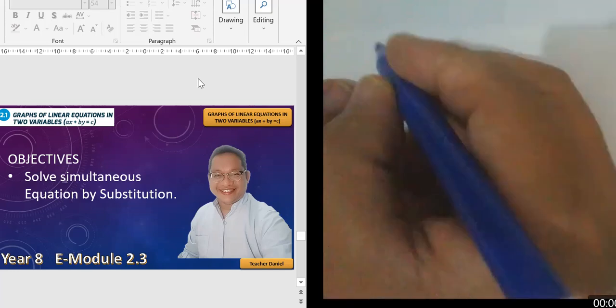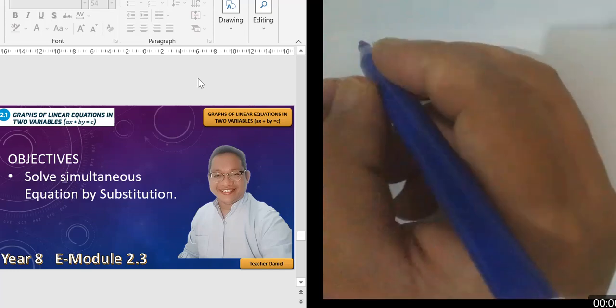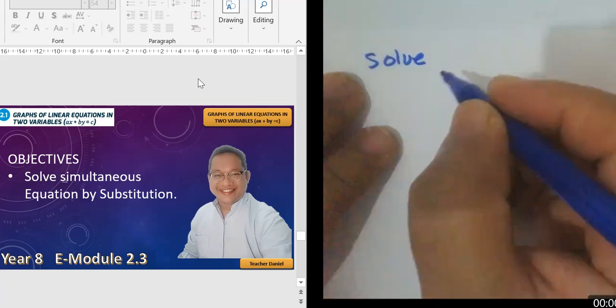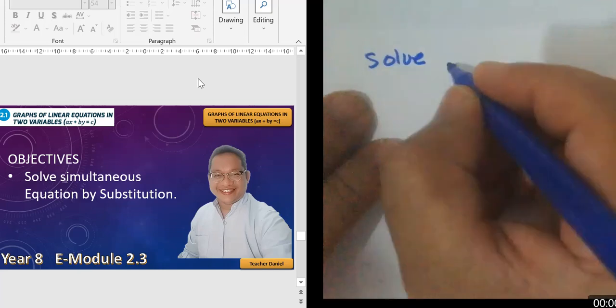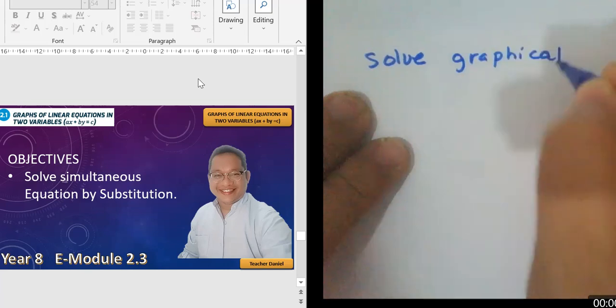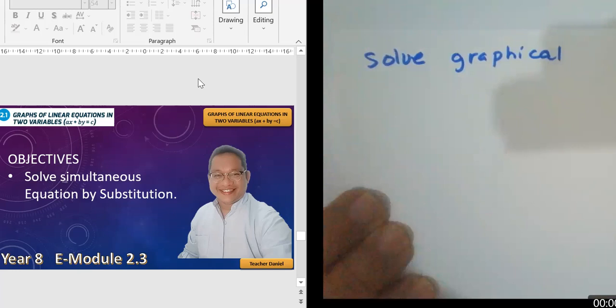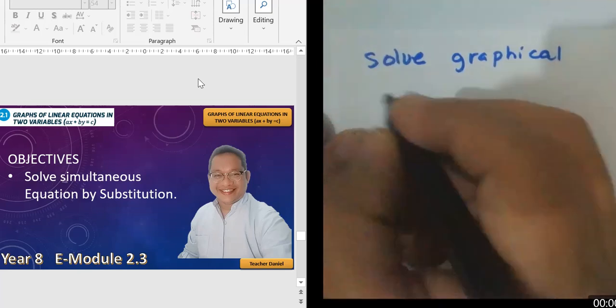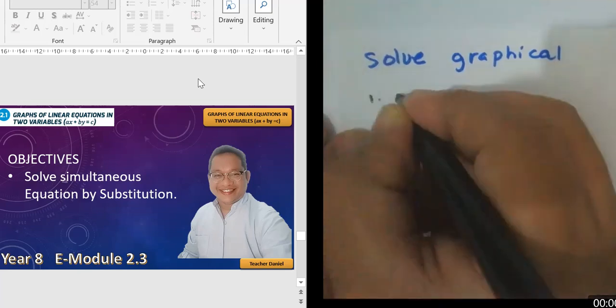In the video prior to this one, module 2.2, we learned how to solve simultaneous equations using the graphical method. However, we have learned that the graphical method is not the best method to use, as sometimes it's quite difficult to plot and the accuracy of the approximation of the points may not be that clear. So therefore, what we can do is find other ways to solve a simultaneous equation. And one of them is solving by substitution.